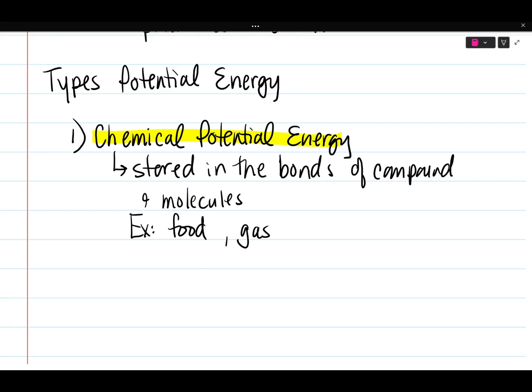Also, gasoline would be another way that we use chemical potential energy. So gasoline or diesel or methane, all those different types of hydrocarbons that we use as fuel, have energy stored in their bonds. And when we burn or combust them, we break them apart and we release that energy.